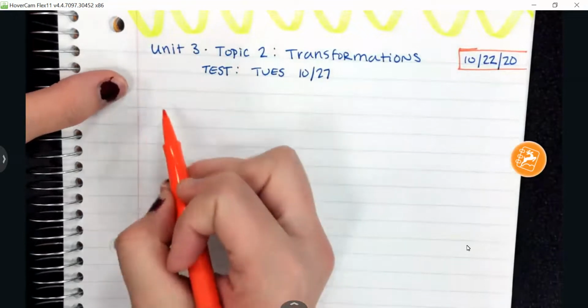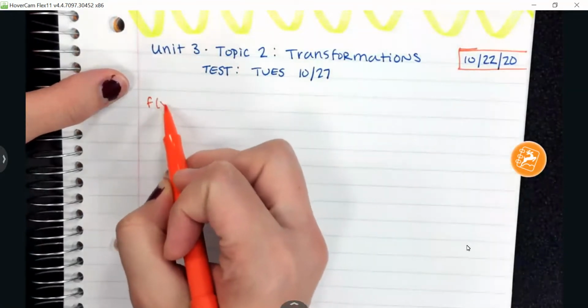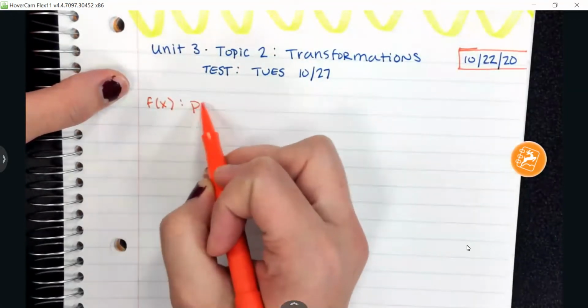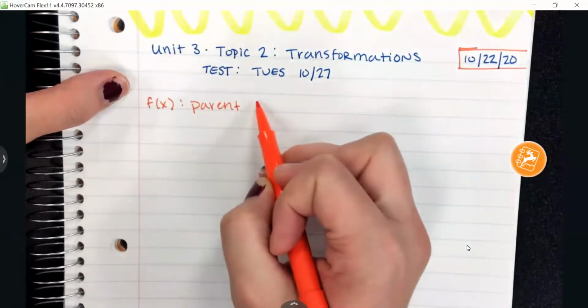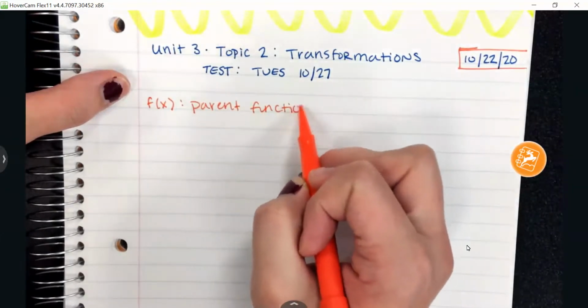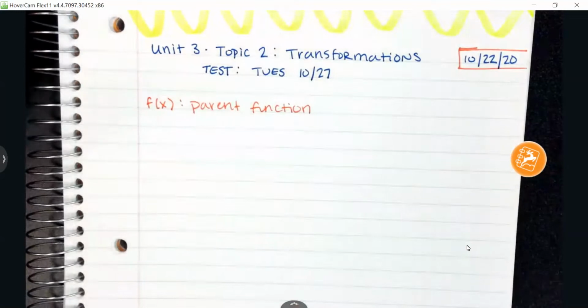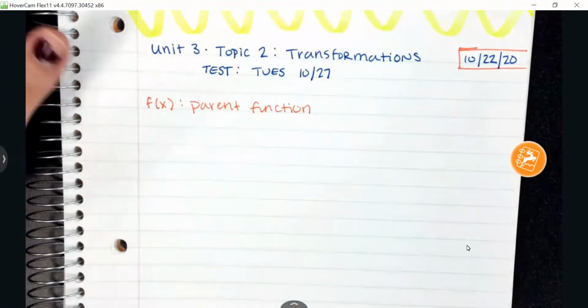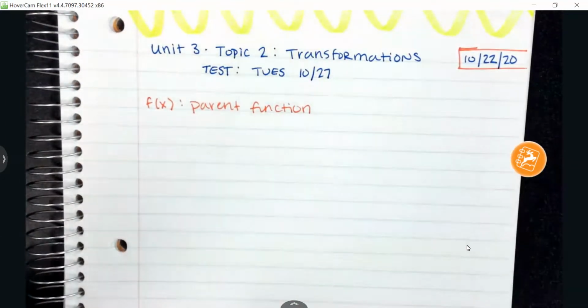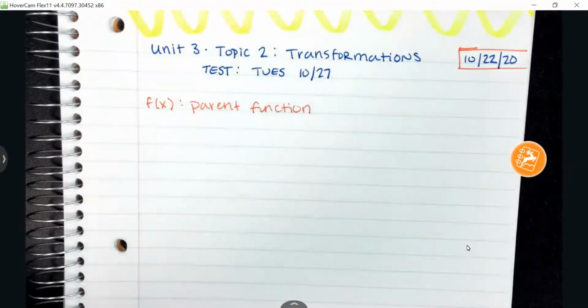We are going to start with a parent function. A parent function is the most basic type of function you can have. All of these hanging in my classroom are parent functions. They all start at the origin at 0, 0. Okay? So we are going to describe how this parent function moves.